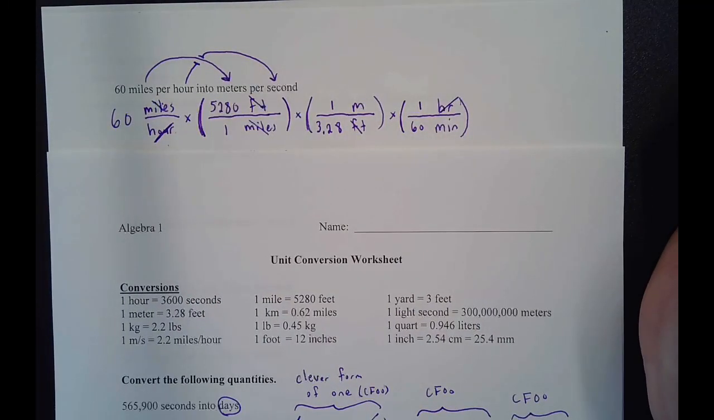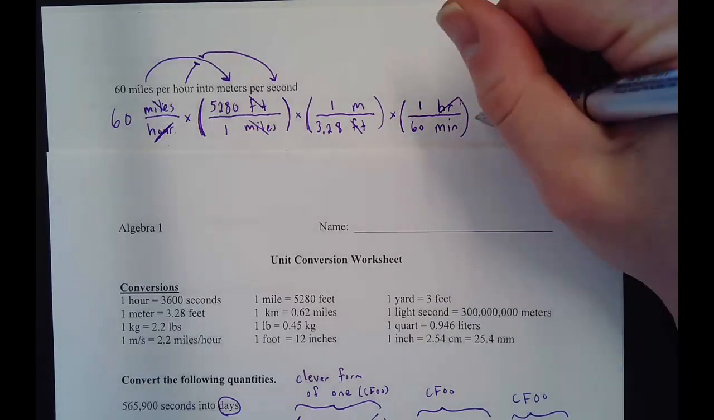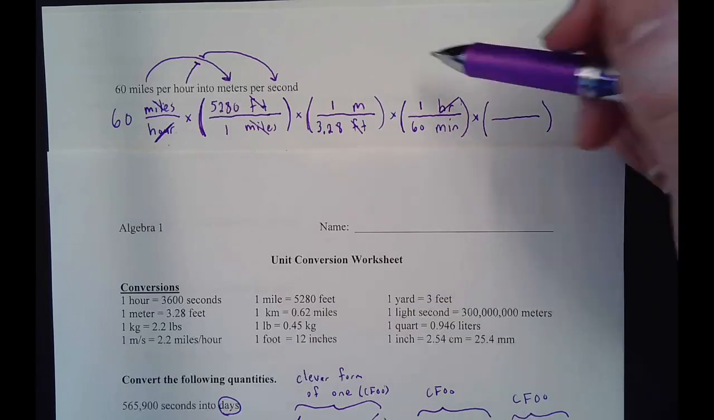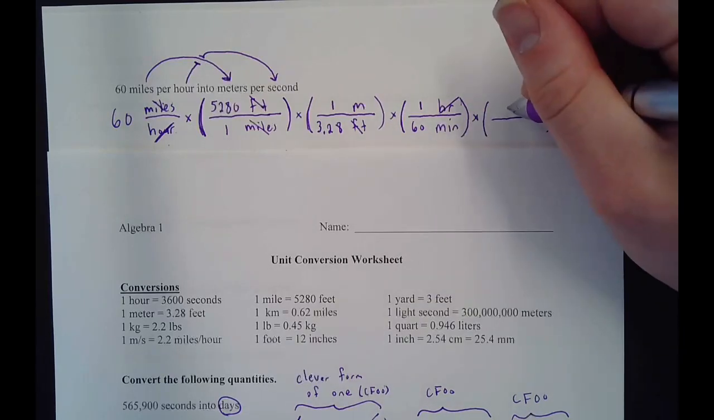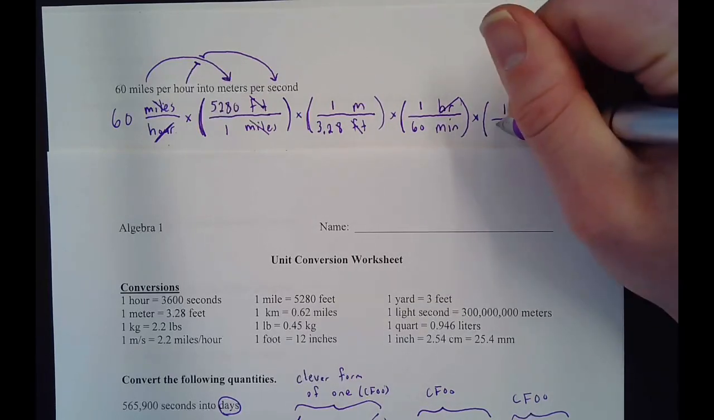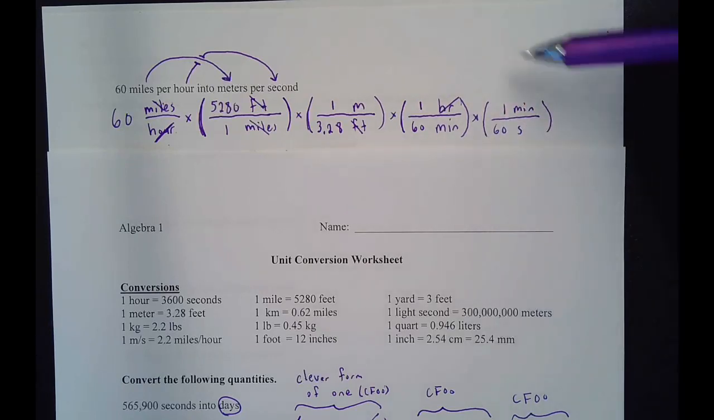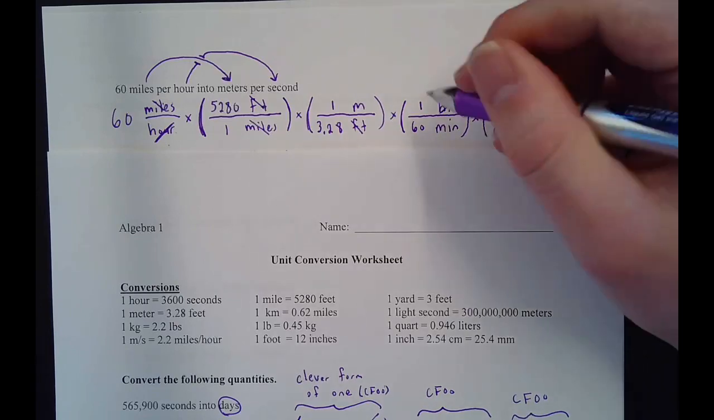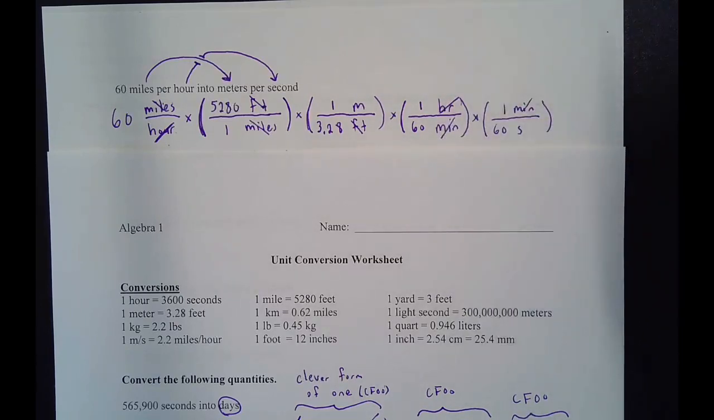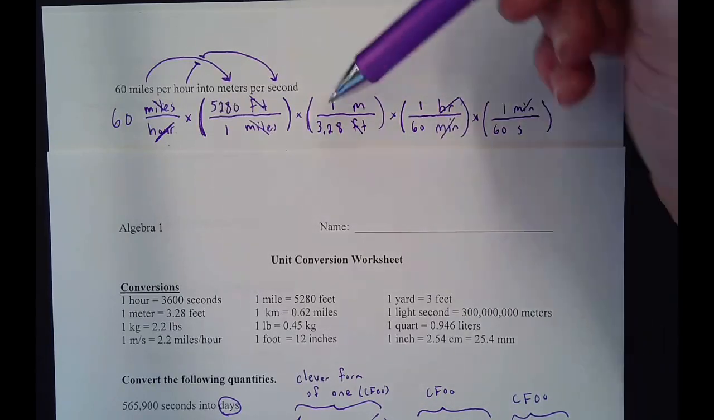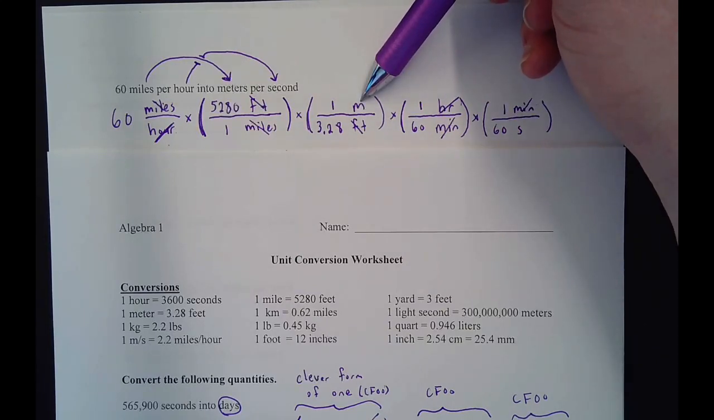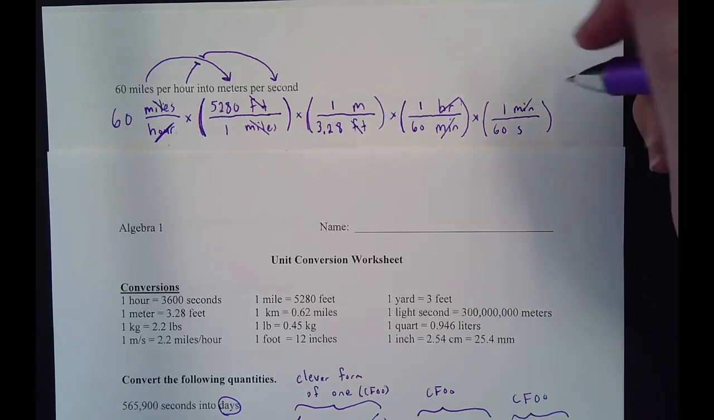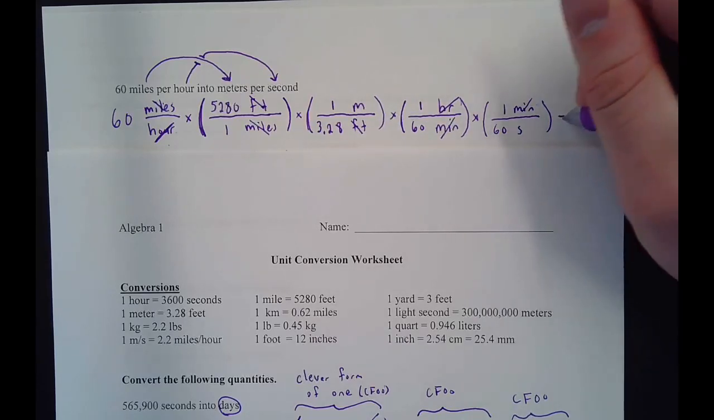And we're almost there because I also know that in 1 minute there are 60 seconds. And I'm choosing to put the minutes in the numerator because I need to cancel the minutes that were already in the denominator. So this will divide. And what am I left with in the end? I'm left with meters in the numerator per seconds in the denominator, which is the unit I am looking for in the end. I am now ready to plug all of that into my calculator.